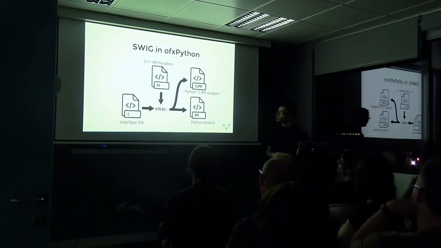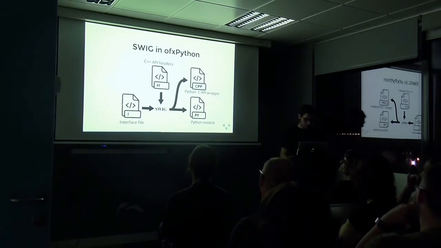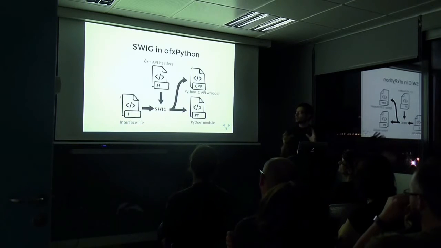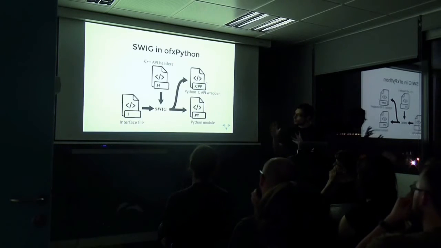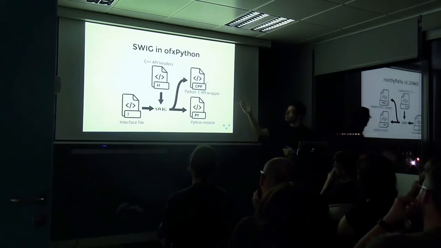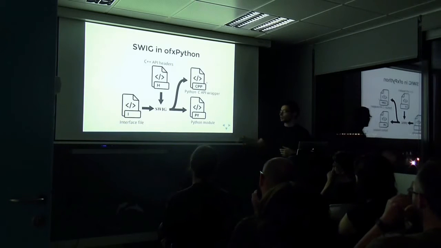So it basically works like this. You write here the interface file. In here you describe, I want to use this header file, but please don't import this class and whatever. It will read this interface file and the header files of C++ and generate these two different glue code files. One that you will compile with your application, and another that is a Python module that can be imported from Python.